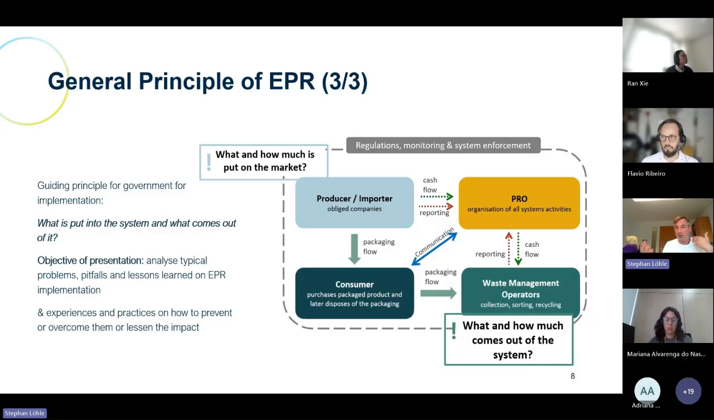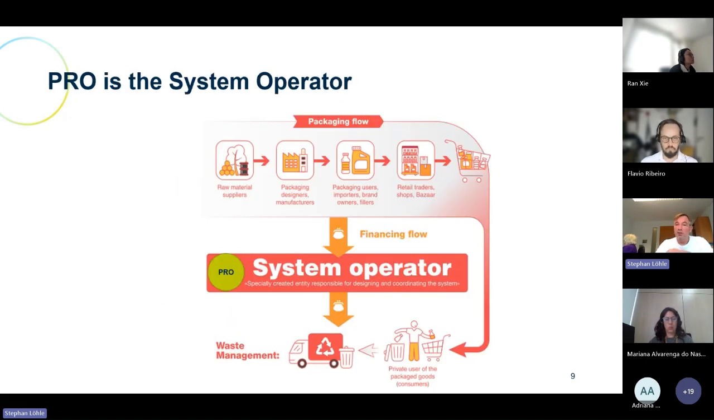And to combine these and to oversee this and to organize this is the main task of the Producer Responsibility Organization. And this is also why we call this then a system operator, because this is literally what a Producer Responsibility Organization is doing. It's operating the EPR system on behalf of the producers and importers, what we also call the obliged company. And it's the link then between the ones introducing packaging onto the market and the one handling the waste occurring from this packaging.